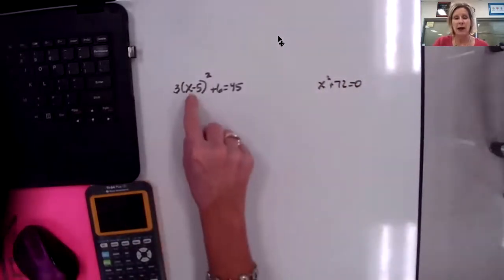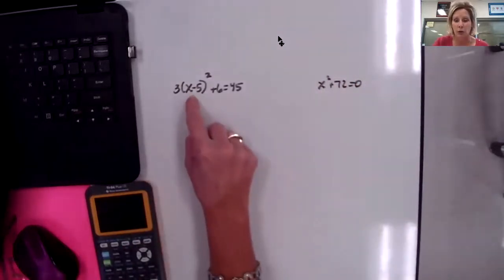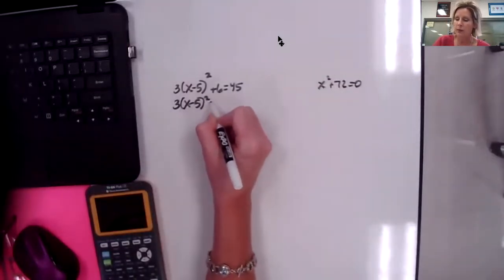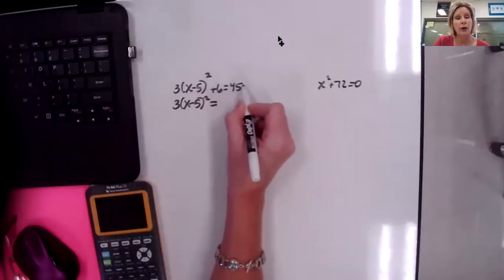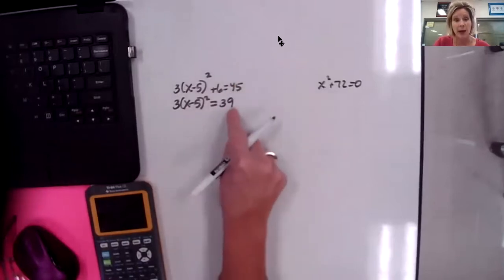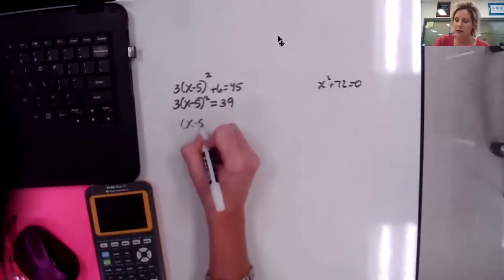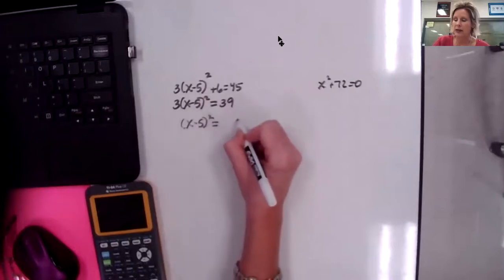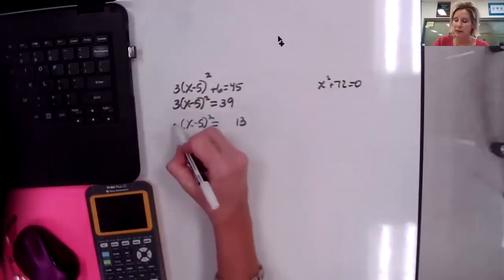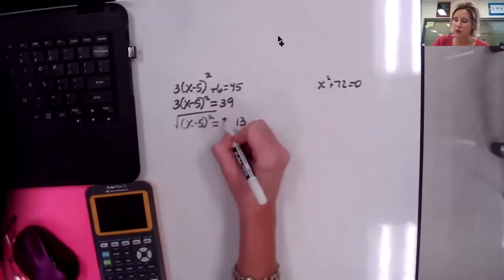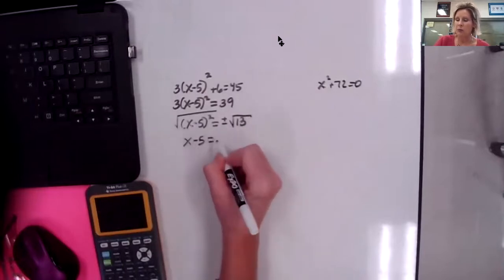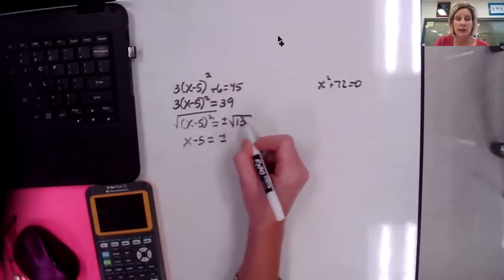So on this one, I need to isolate the x minus 5 squared part. So the first thing I'm going to do is subtract 6. So 45 minus 6, I think, is 39. Then I'm going to divide by 3. So x minus 5 squared equals 13. And I'm going to put a big space there because I'm ready to take square roots of both sides. So I've got to introduce that plus or minus. So I get x minus 5 equals plus or minus, and the square root of 13 does not break down.